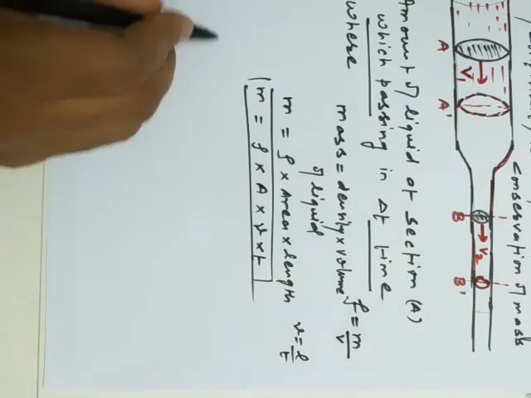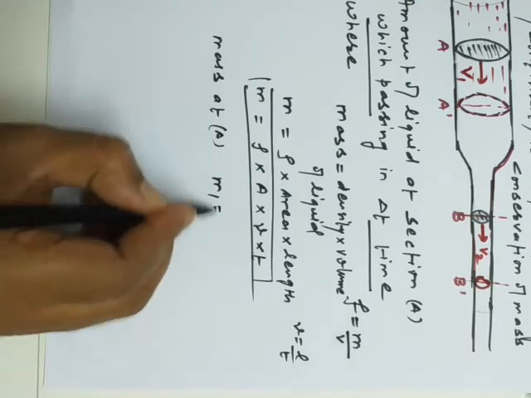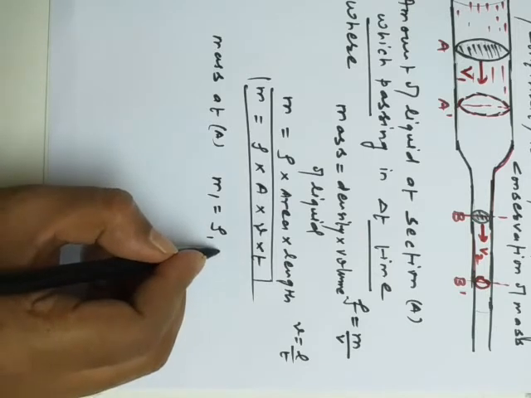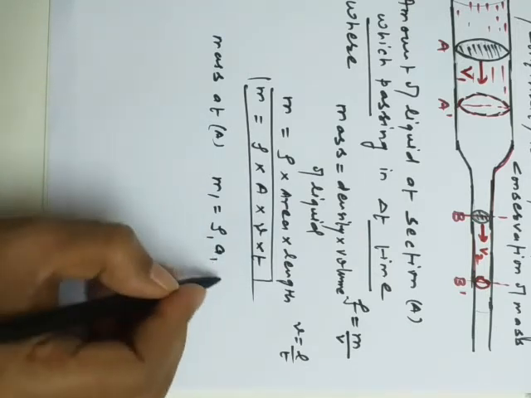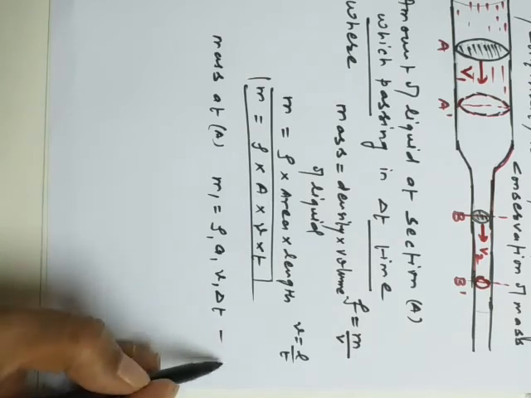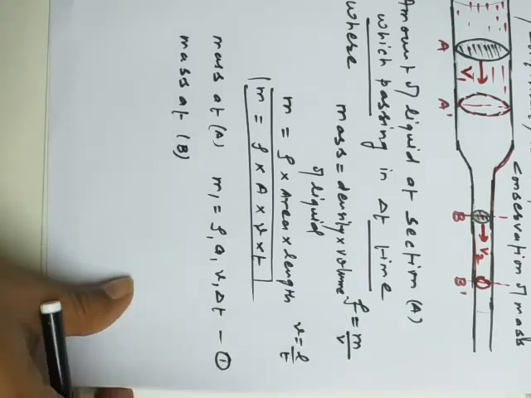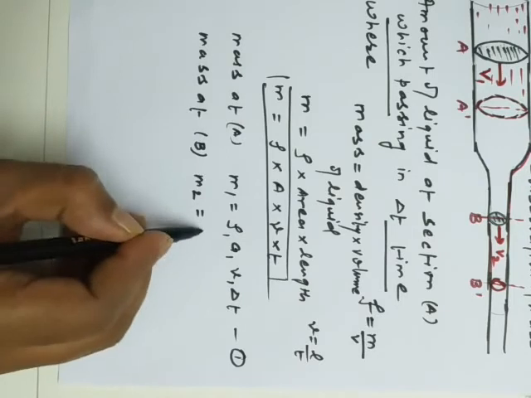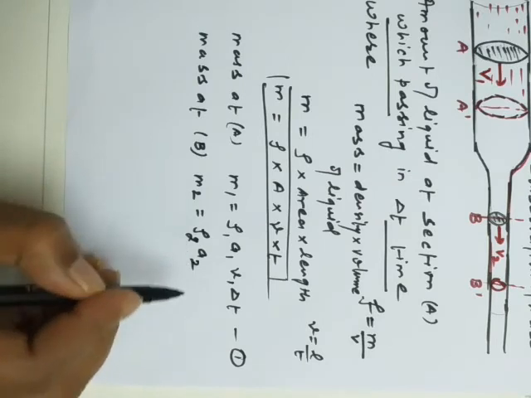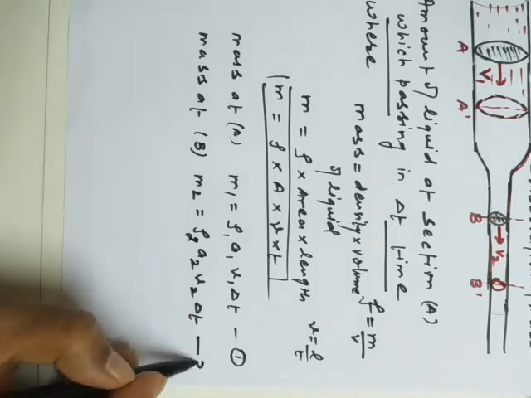So the mass at A, that is m1, is rho 1, the density of the liquid at section A, times the area of the cross section A1, times the velocity V1, in the delta t time. This is equation number 1. Now the mass at section B which passes in delta t time is m2, which is rho 2, A2, the varying cross section, V2, the velocity, and delta t, the same time for the liquid at the two places. This is equation number 2.